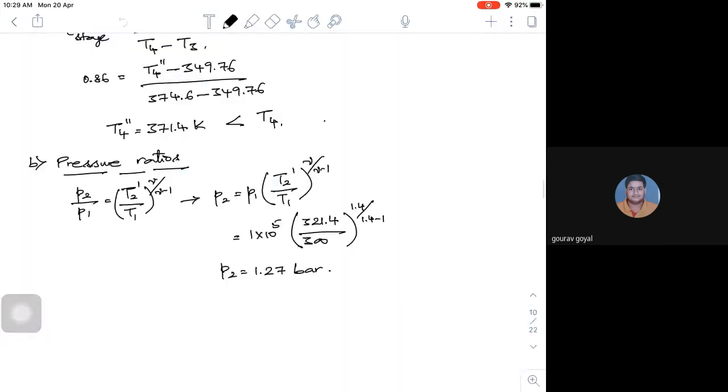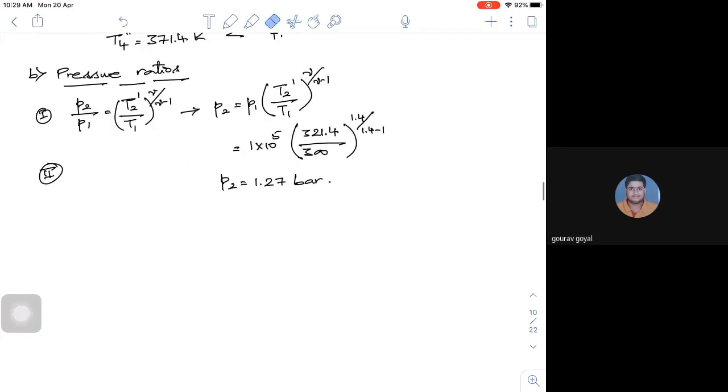Now if I go for the second stage, the pressure ratio will be P3 by P2. So for the second stage, P3 by P2 is equal to T3 double dash divided by T2, to the power of gamma by gamma minus 1. Remember, it's not the dash actually, it is T3 double dash.